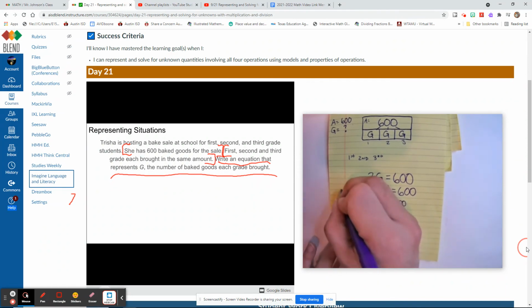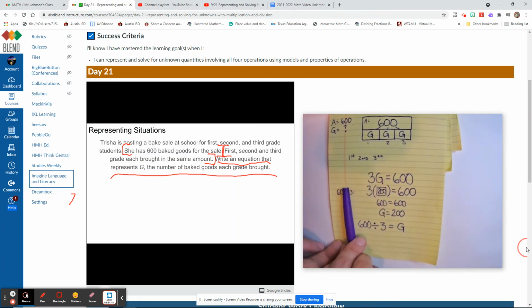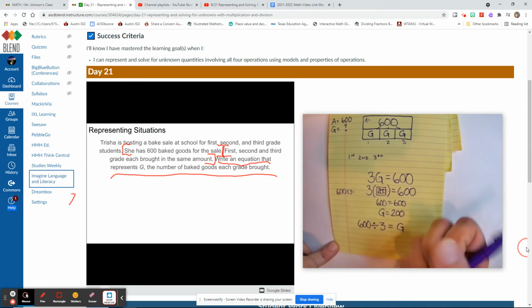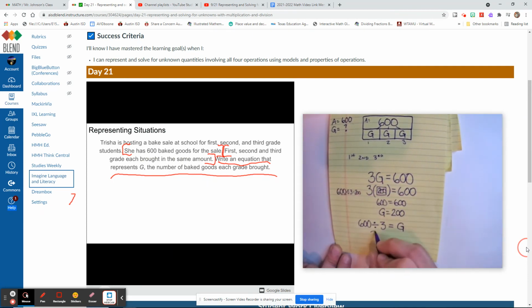So we can just use the zeros trick. 600 divided by 3. Cover up the zeros. 6 divided by 3 is 2. And then 2 zeros covered up. So 200 is equal to G.